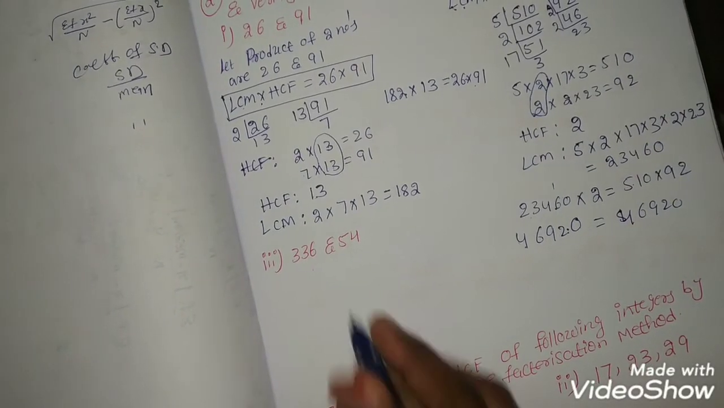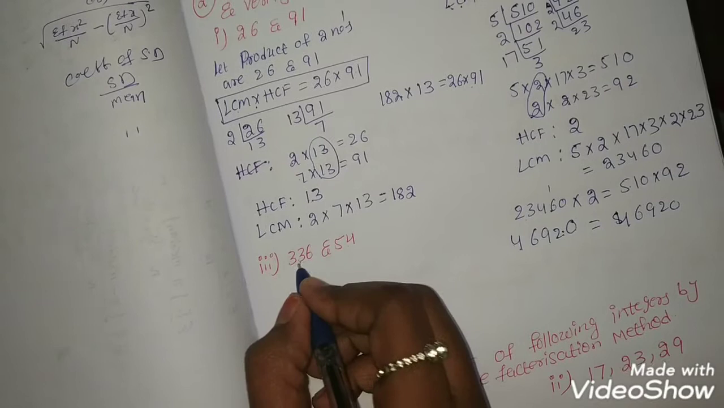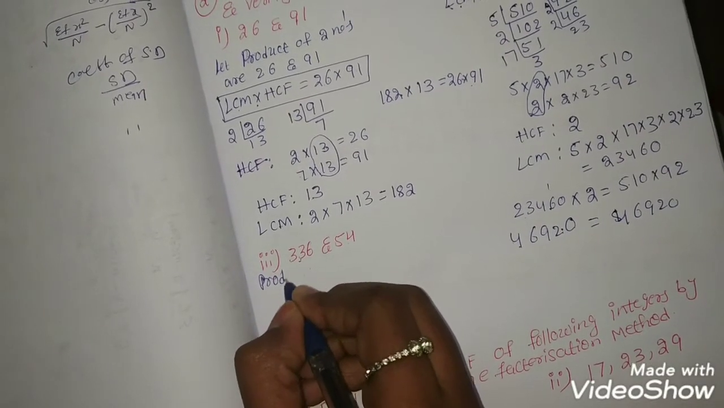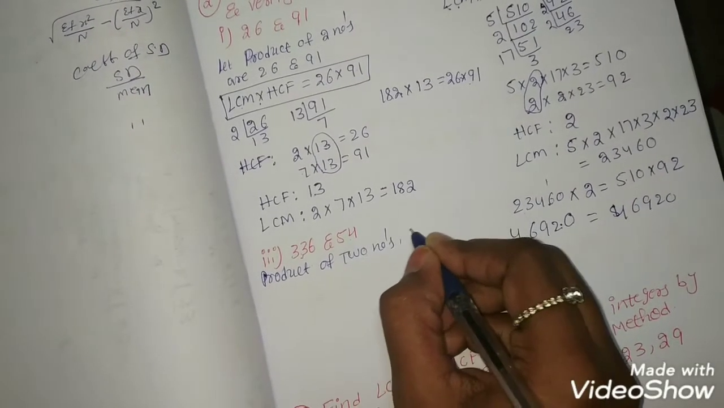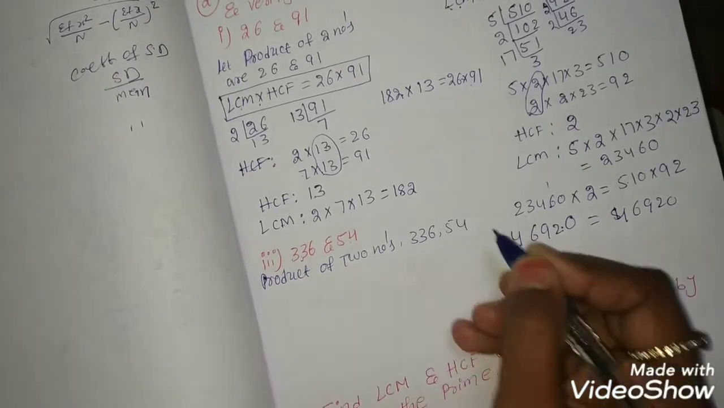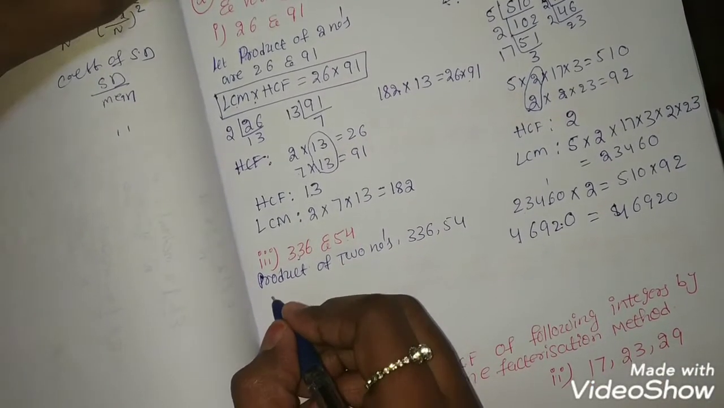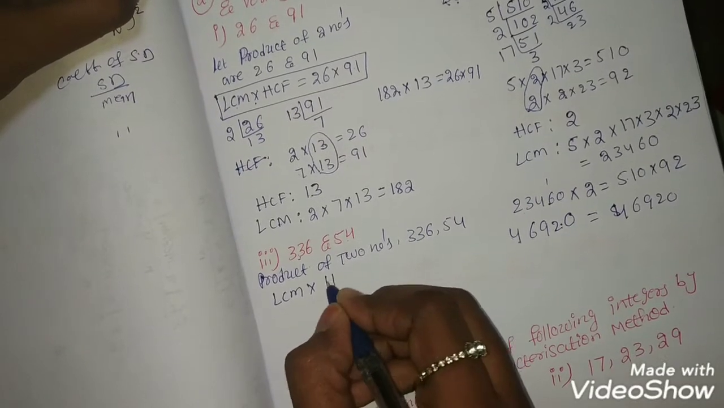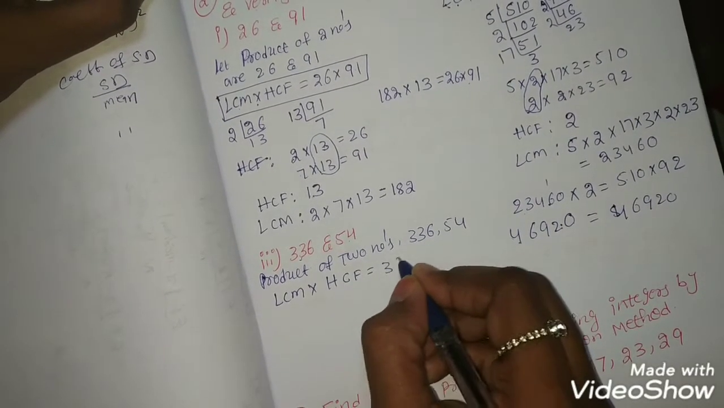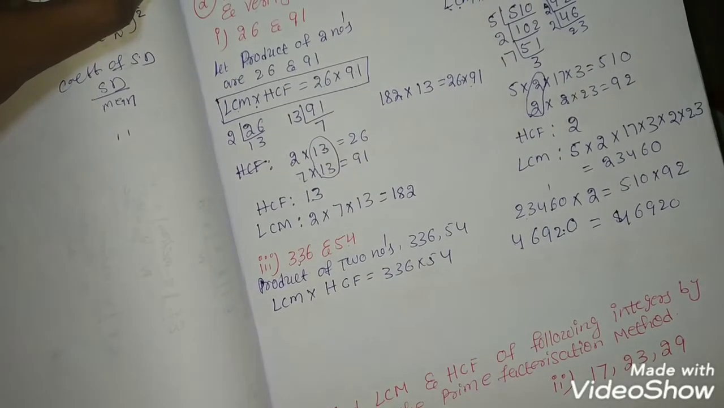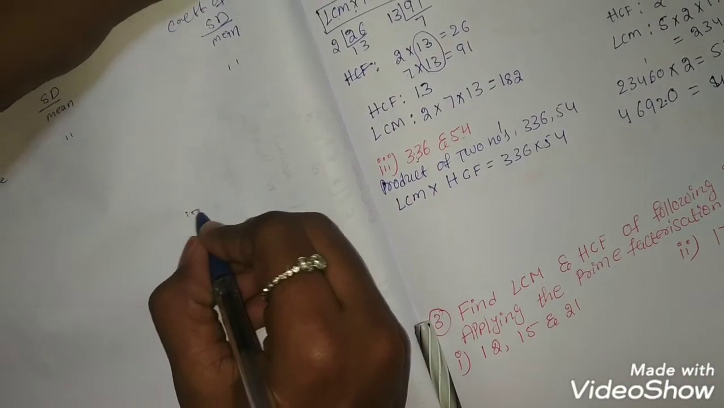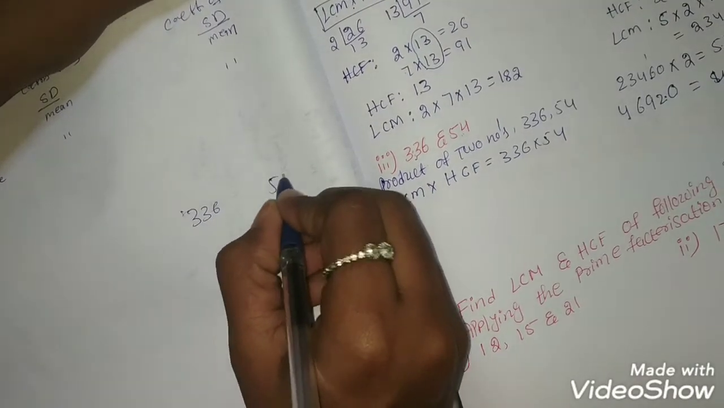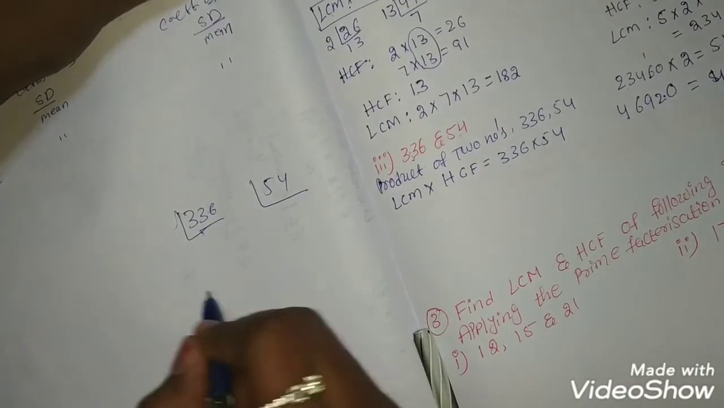For the given one, same as before, we have to do the LCM of two numbers and the product of the two numbers. What are there? 336 and 54. So what we know? LCM into HCF is equal to 336 into 54. What is the LCM of 336 and 54? Usually you can see here 336 and 54. We have to find LCM and HCF.